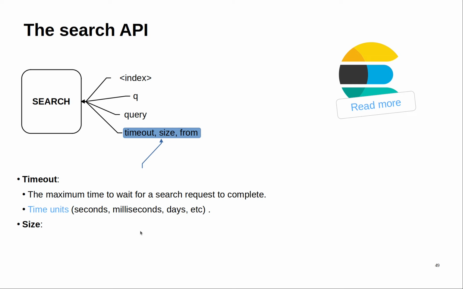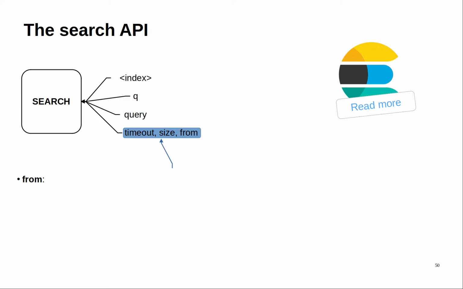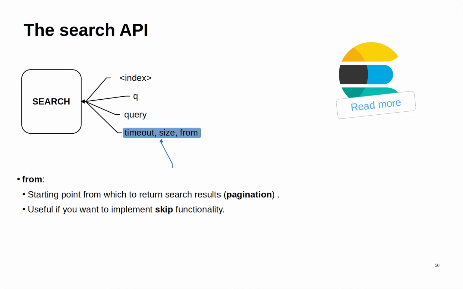Now let's go to size. This defines the number of search hits to return. The default value is 10, but you can adjust it if you want, but remember that the maximum value is 10,000. Finally, we have the from parameter. This indicates the starting point from which to return search results. You use this for pagination, and it is useful for implementing skip functionality in result sets. This is the first part of the Search API. If you want to read more, please click on this link.